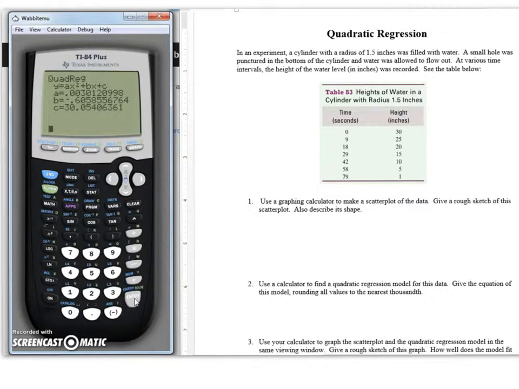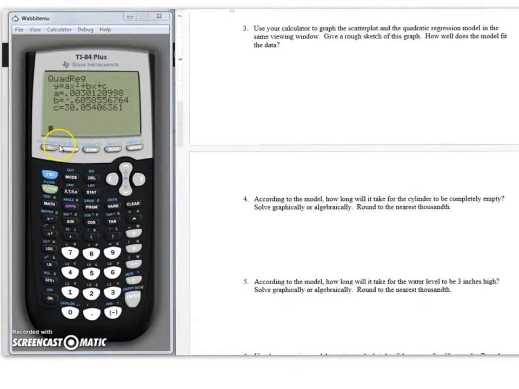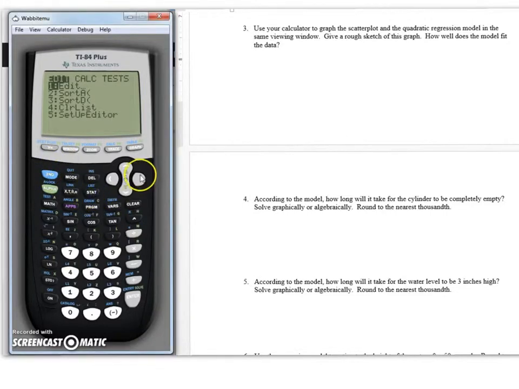So to do that, we'll have to enter this equation into y1. Now another way to do it is to do the quadratic regression and do vars, y-vars, function, and then y1, and that automatically makes the calculator put it into y1. You can see it's right there, and then just hit graph. And now it's going to add that model into the other points.